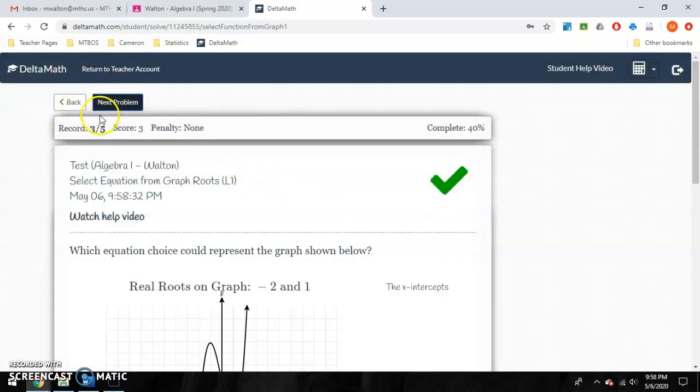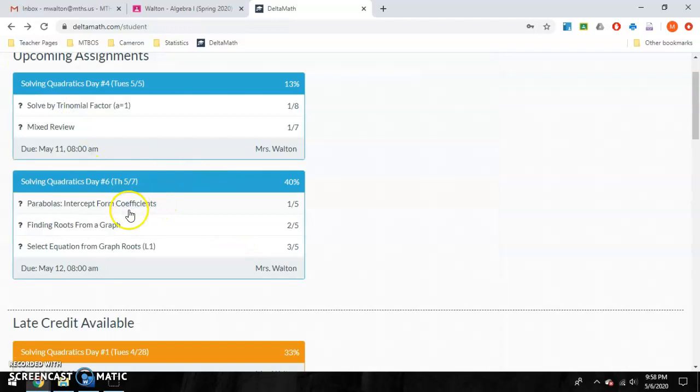All right, so that is your homework for tonight, those 15 problems. You should whiz through that one. Finding roots from a graph should not be horrible. Just remember that plus sign. And then finally, select the equation from the graph.